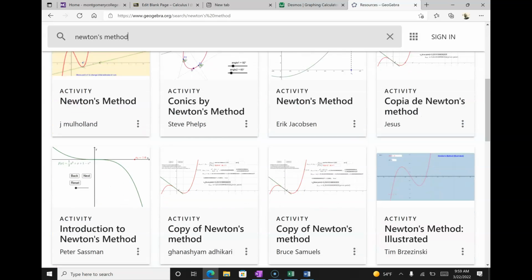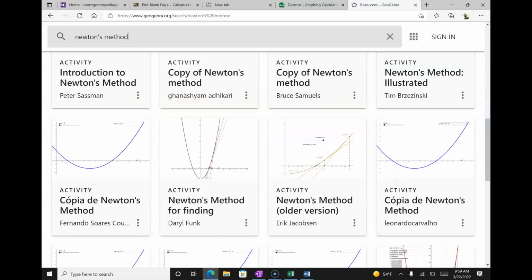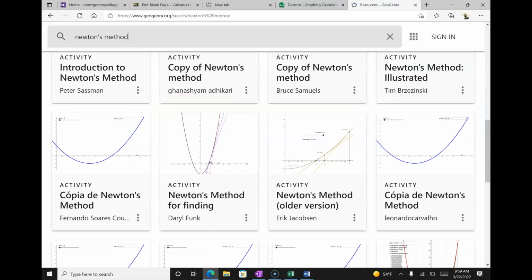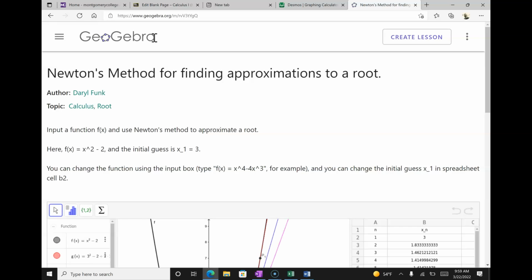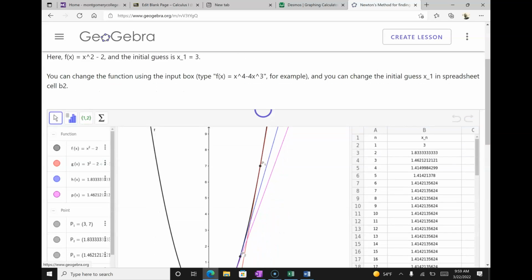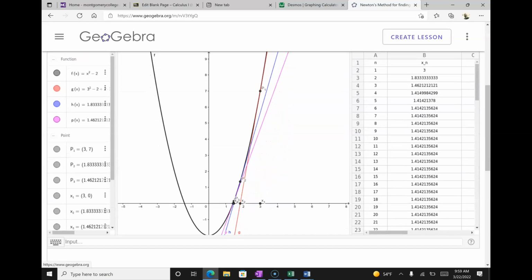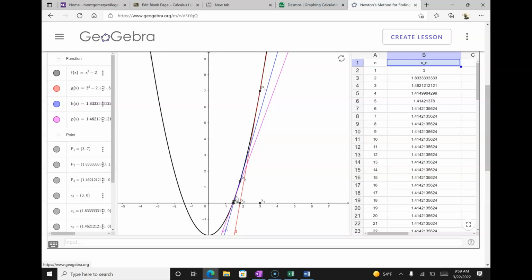So I think the one that's decent is this Eric Jacobson. It looks like the Daryl Funk. I like his name better, so Daryl Funk. So you can see where I'm getting all of my solutions at.